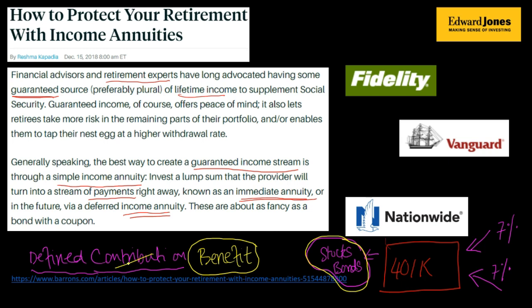401ks are defined contribution plans, not defined benefit plans, which means that retirees bear the risk of not knowing how much they will be getting in their retirement and whether that will be enough to last them their lifetime after retiring. Now this, as you can imagine, poses a problem for people who are primarily saving for their retirement using their 401k plans, but then are also interested in having some guaranteed income during their retirement. It would be nice if you could have both, but turns out you can't.